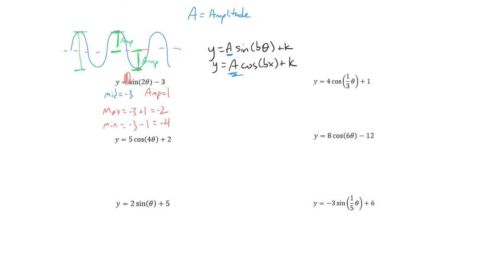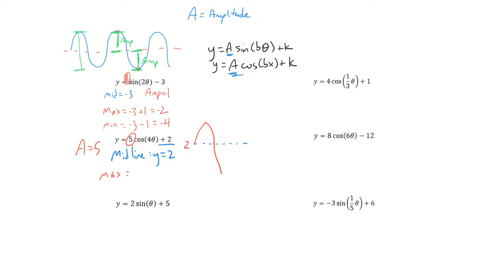Okay, so here for this second one, my midline is the +2. So my midline is y equals 2. This means the middle of my graph is at 2. My amplitude is 5, which means starting at 2, I need to go up 5 to find my max. And then from there, I would go down 5 to find my min.